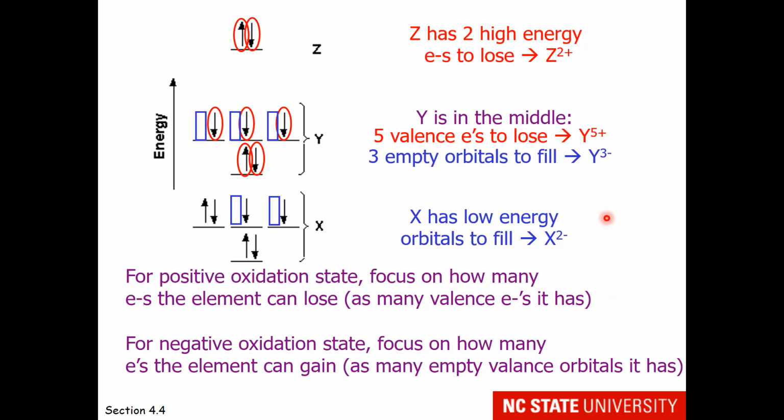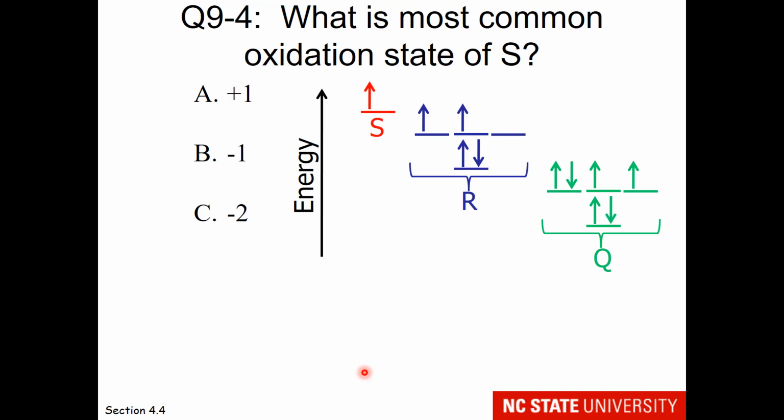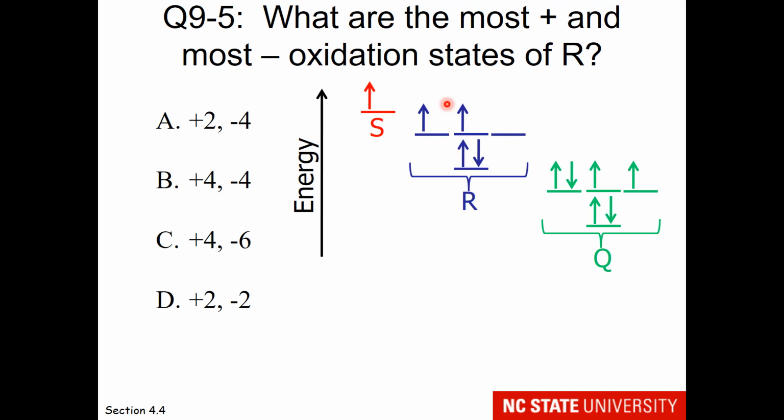So with that explanation, let's try to apply this to some questions. Our first question is, what is the most common oxidation state of S? S would be this element here with 1 valence electron, and you notice that S's valence orbitals are far away from the nucleus. Now let's look at R.